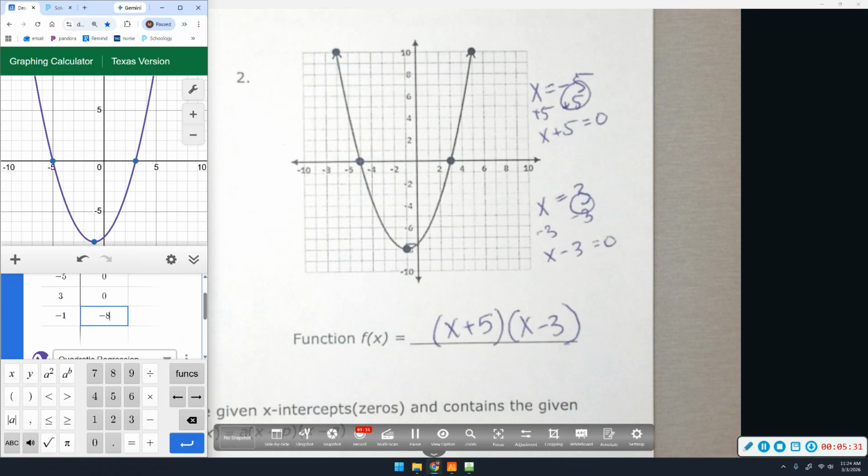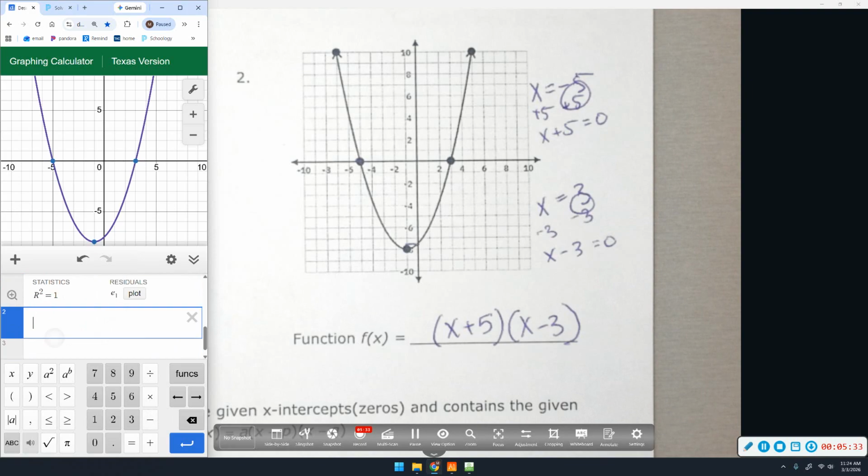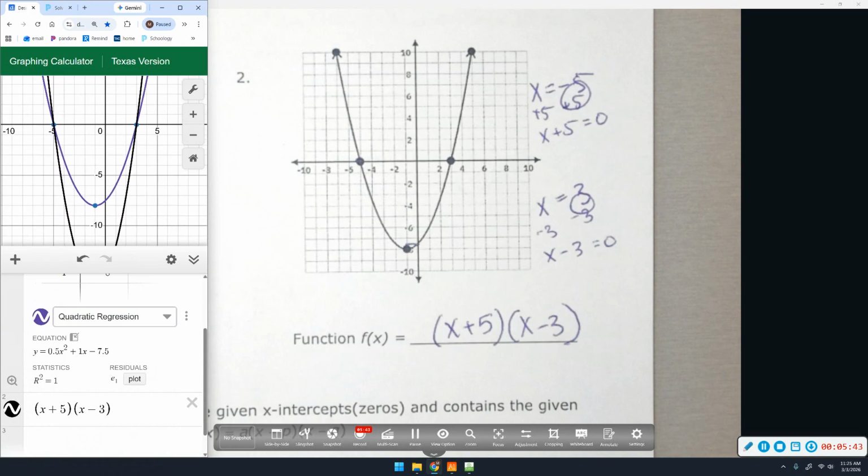Okay, so I have this. So watch what happens if I type in what we have so far. So we have x plus 5, x minus 3. Is it the same? Does it have the same intercepts? Because we did that part correctly. You're not right, but you do have the right intercepts. So it shows you that you have the right intercepts, but you're missing something because it's not the same.